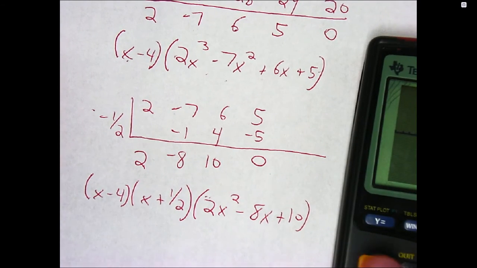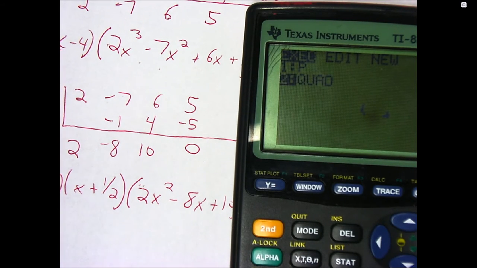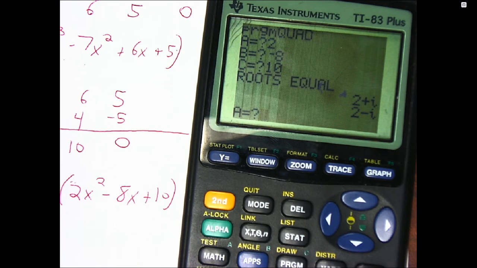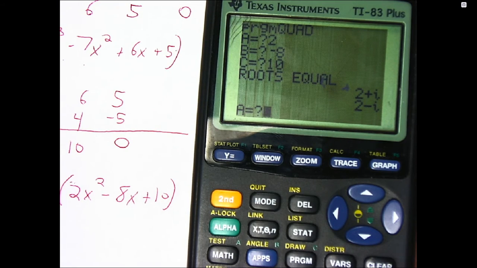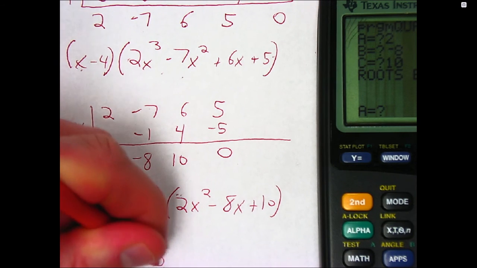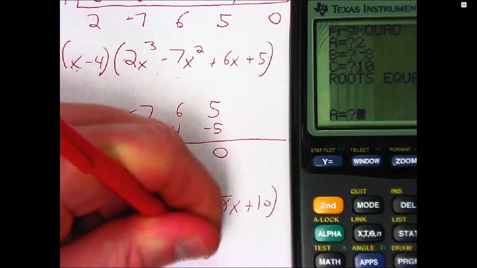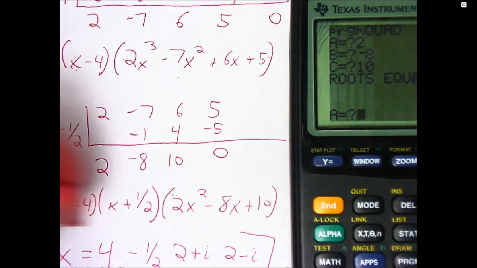So I'm just going to go to my calculator and pull up, hopefully this one has the quadratic formula. I'm going to check this one out. I'm going to have 2, -8, and 10. And there are two roots, 2 plus i and 2 minus i. So in the end, I have 4 solutions. Let's write them down over here: x equals 4, x equals -1/2, and x equals 2 plus i, and x equals 2 minus i that I got from the quadratic formula.